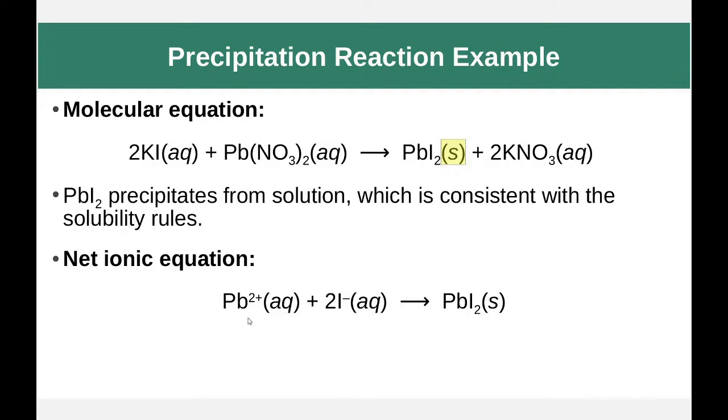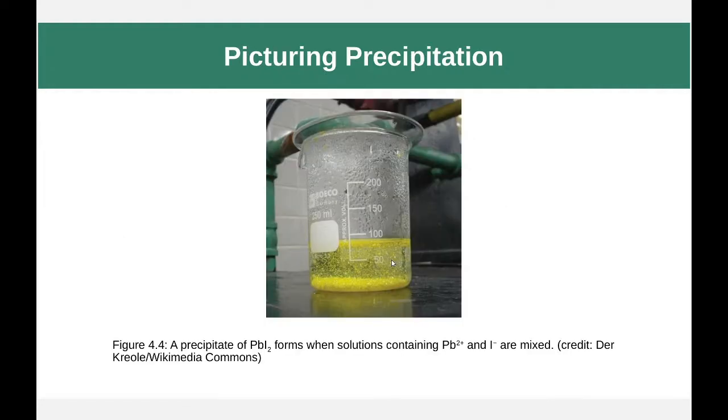If we move to the net ionic equation, since this is a precipitate, we only have to worry about the ions that form that precipitate. So we'll only be looking at the lead ions and iodide ions. The rest of these, the potassium and the nitrate, are just going to be our spectator ions. Here's a picture of this actual lead iodide forming from those two compounds together.